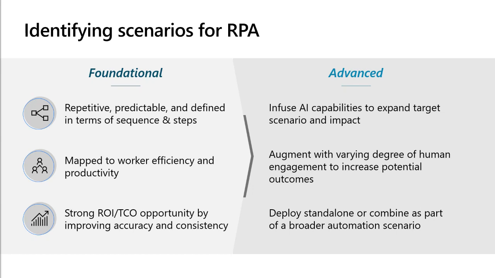But then later, when you've kind of gotten comfortable with the basics, you can start to infuse AI capabilities like optical character recognition, where we can scan that information and start to take data off of those invoices and automate even more. The next key scenarios to look at are mapped to your worker efficiency and productivity. So you'll want to look at how long each of the various tasks that take up your worker's time, that a specific worker does, and see what you can speed up with RPA.